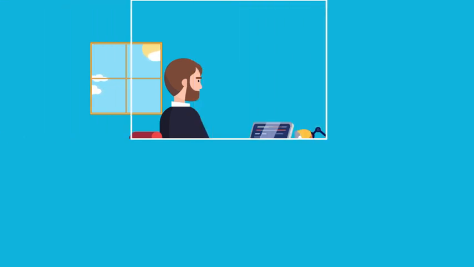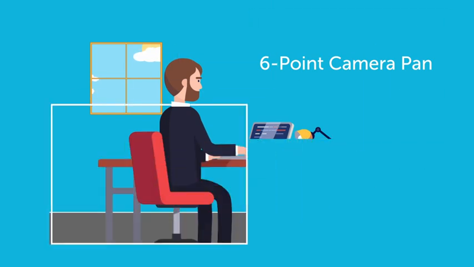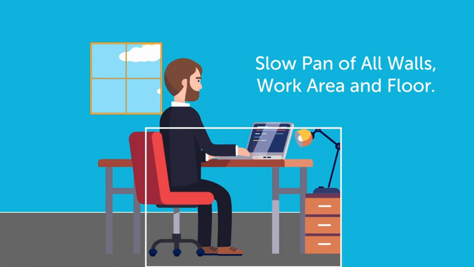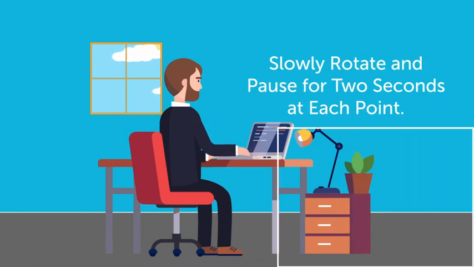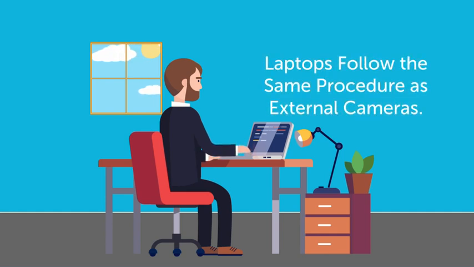Your proctor will ask for a 6-point camera pan of the testing environment. This includes a slow pan of all walls in the room, the desk or table, and the floor around the work area. If you are using an external camera, you will slowly rotate the camera and pause at each wall for 2 seconds before slowly rotating to the next. If you are on a laptop, you will simply pick it up and follow the same instructions.